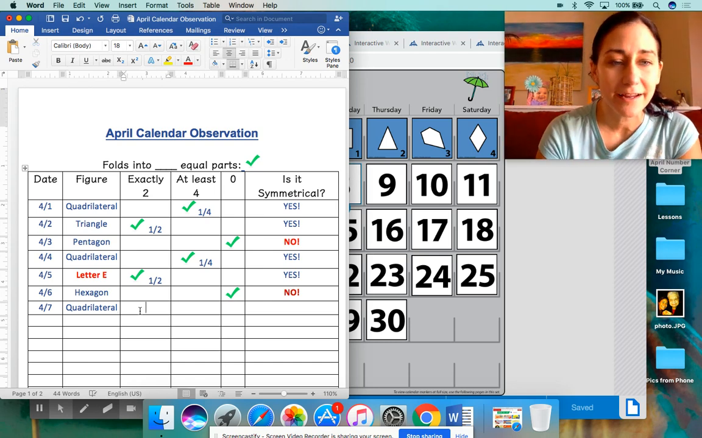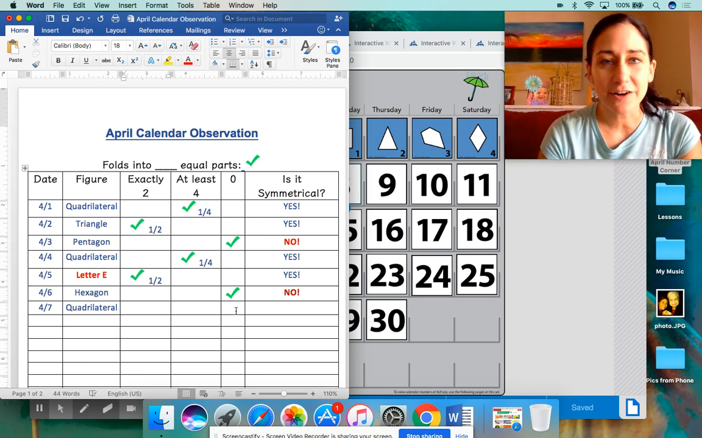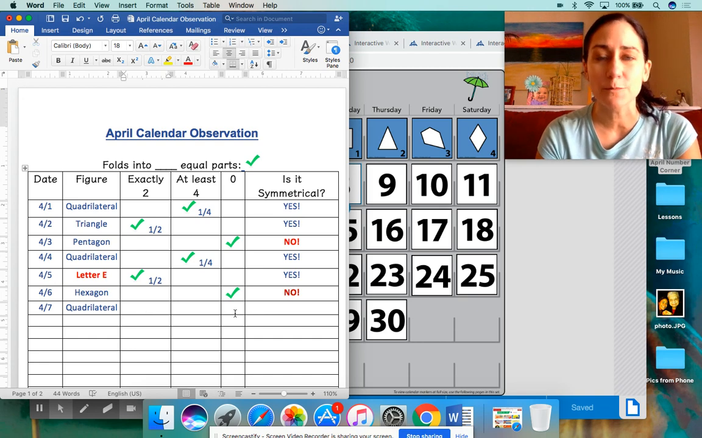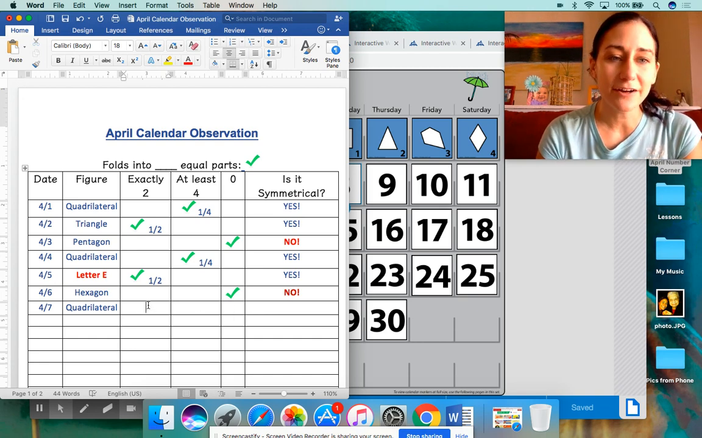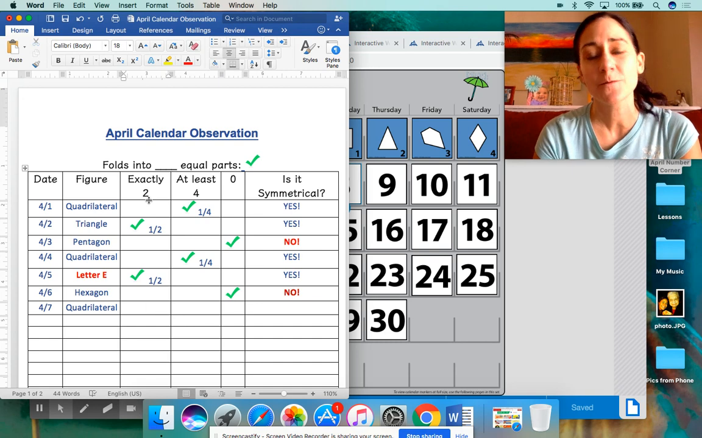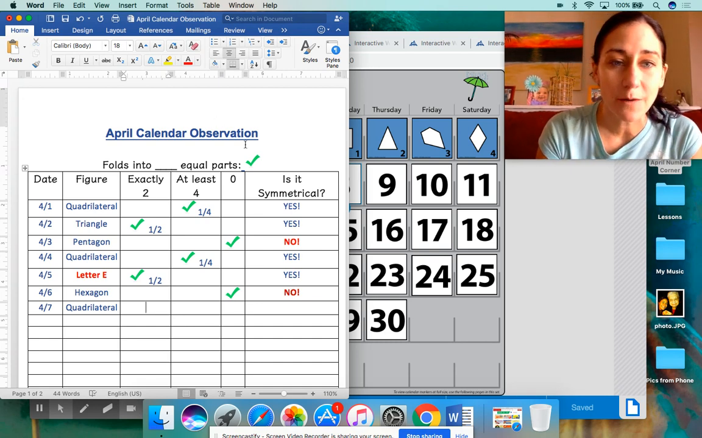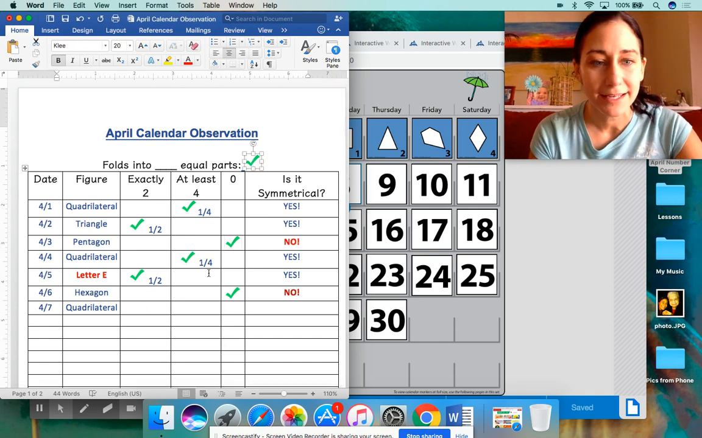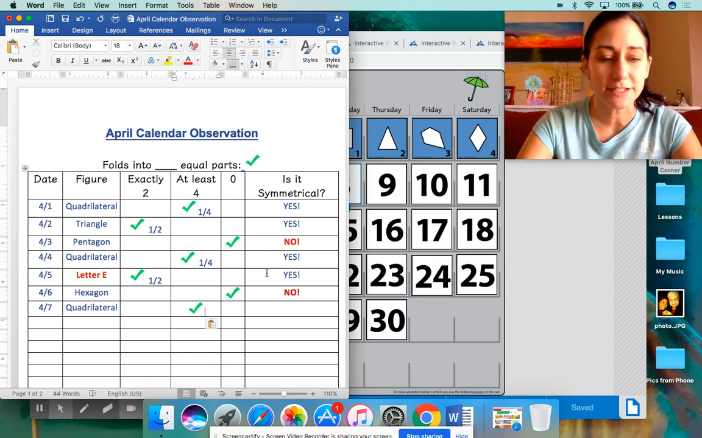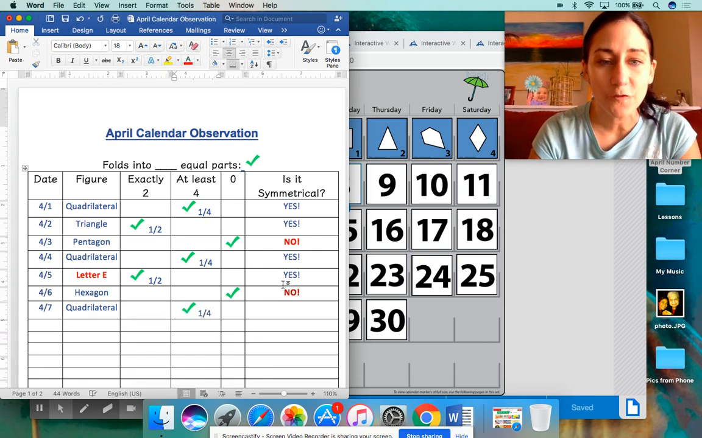So here, I'm not going to check off zero because we were able to fold it into equal parts. I'm not going to check off exactly two because we were actually able to fold it into more than two equal parts. So I'm going to put our check mark in this column here, at least four equal parts, and I'm going to write 1/4 here.